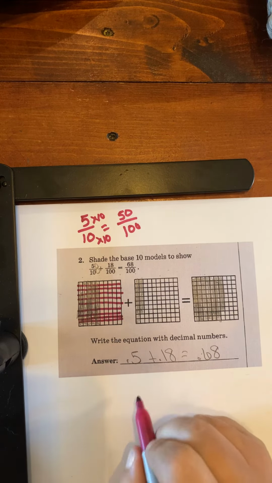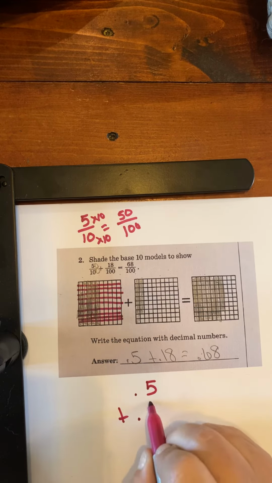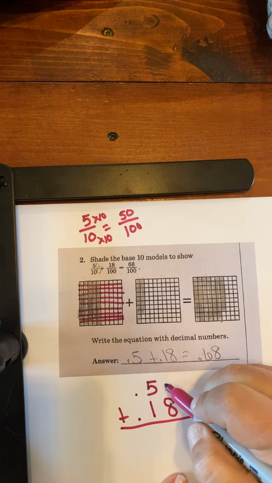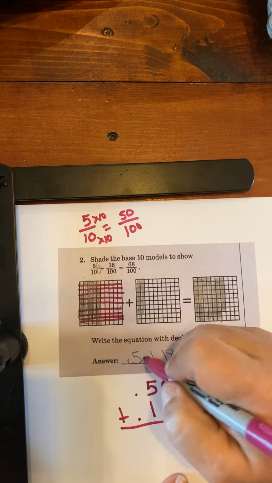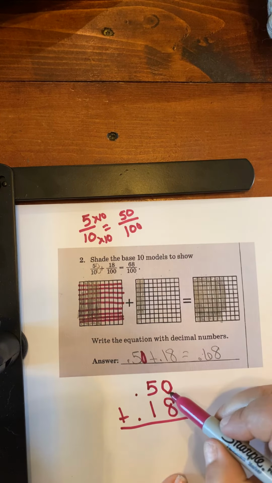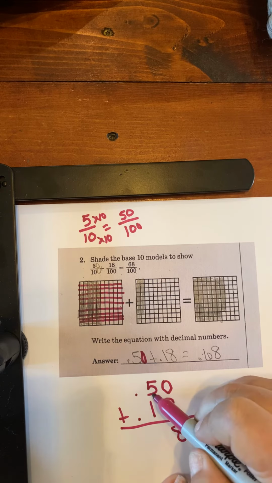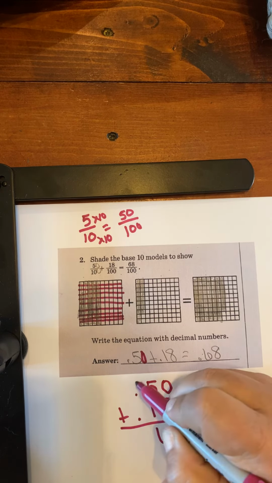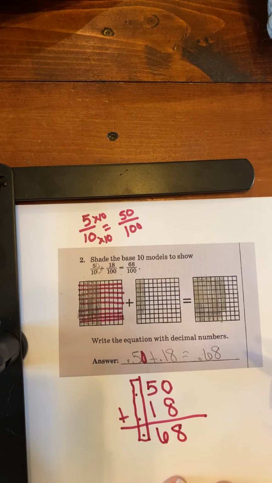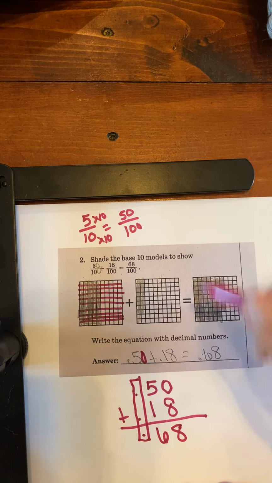So if we did this, 0.5 plus 0.18, you can't do that as is because you have to have a 0 as a placeholder. So I would have to put my 0 here, which is exactly what we did up here. So now I would say 0 plus 8 is 8, and 5 plus 1 is 6, and you have to line this decimal up so that it stays the same. And so the answer would be decimal 0.68 or 68/100.